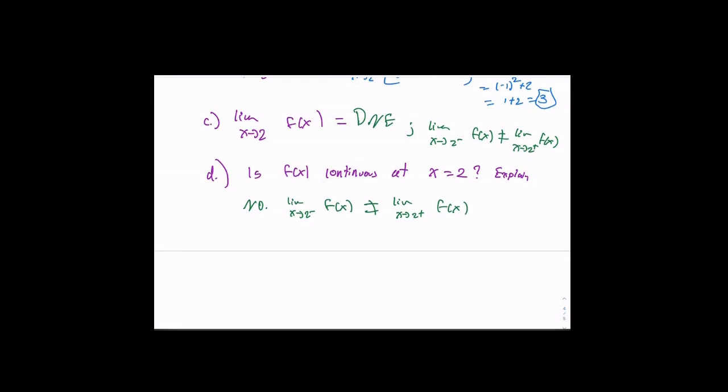Let me give you our last example. g of x, I'm going to switch it from f, is equal to 3x squared minus 6 for x equals 5, and 4x plus 2 for x not equal to 5.